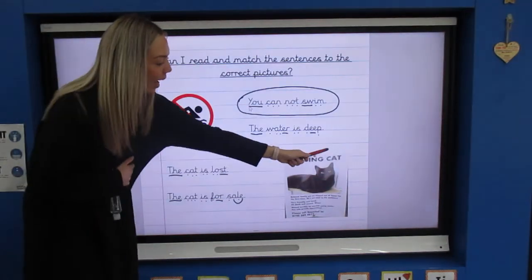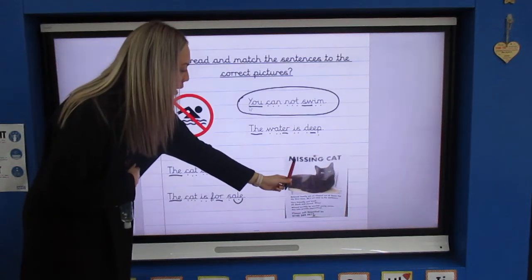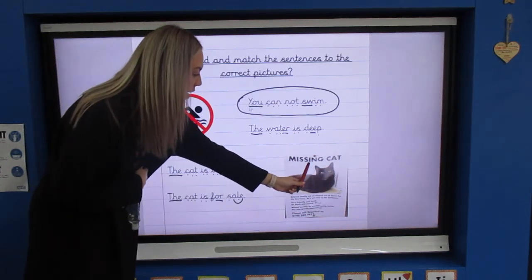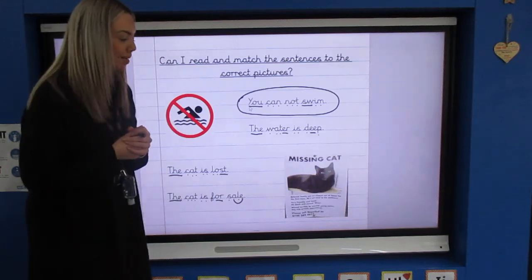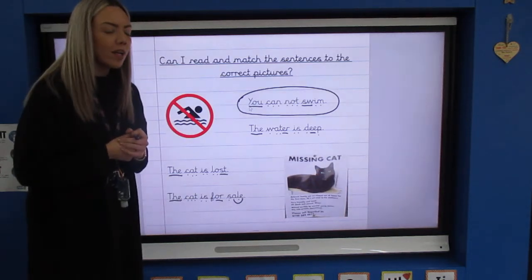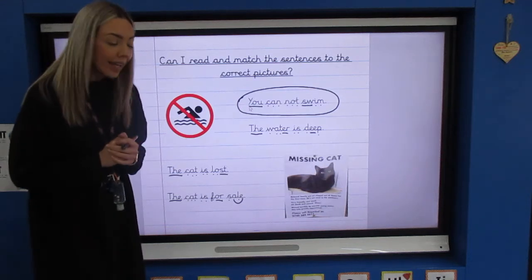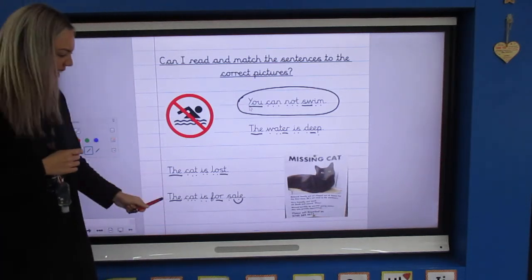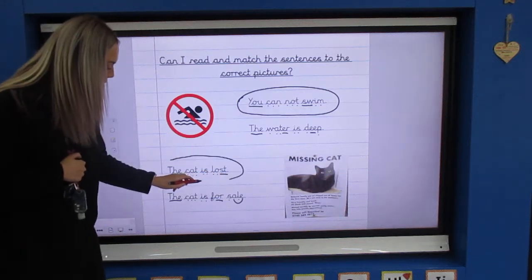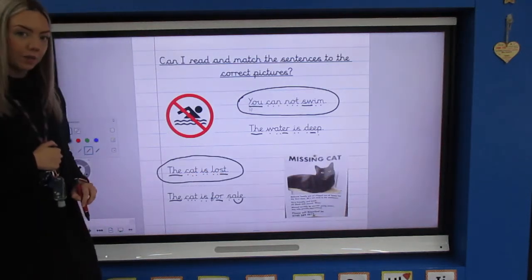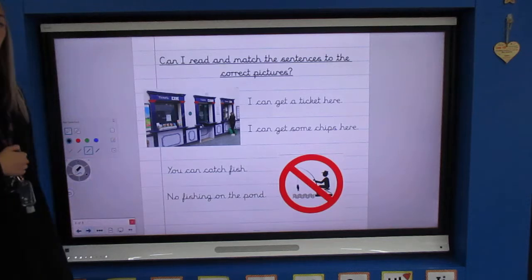Now, straight away, I'm going to read the title of my sign, and it says missing. So if the cat is missing, what is another word for missing? Lost, you're right. So I know that it's not for sale. The sign is telling me that the cat is lost. So a big circle, okay? Now on my next board, you've got two more.